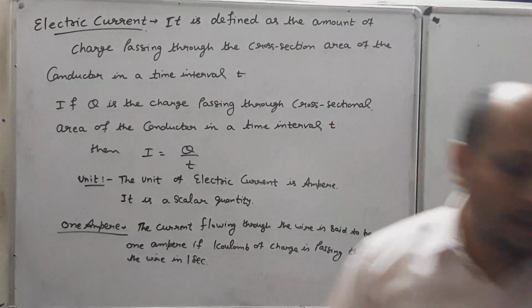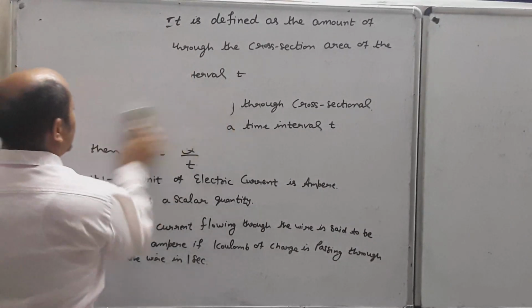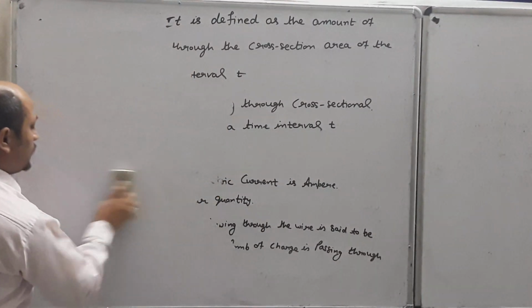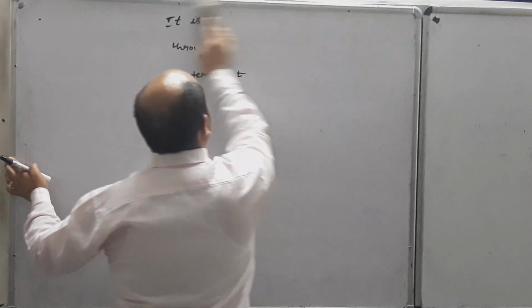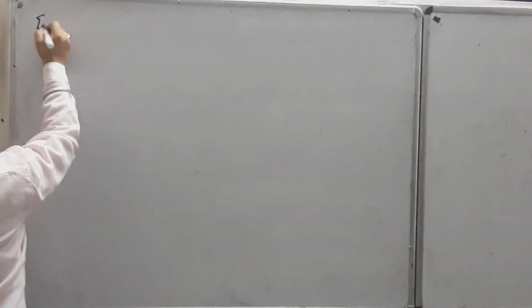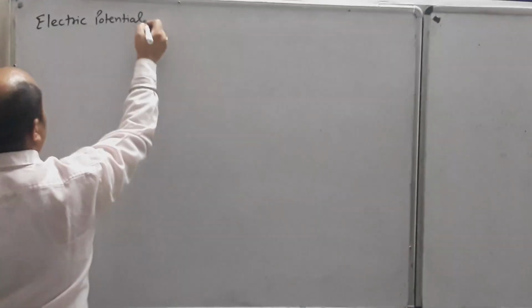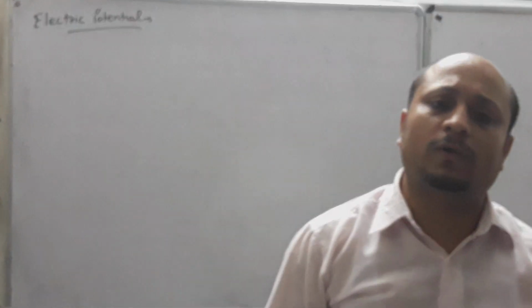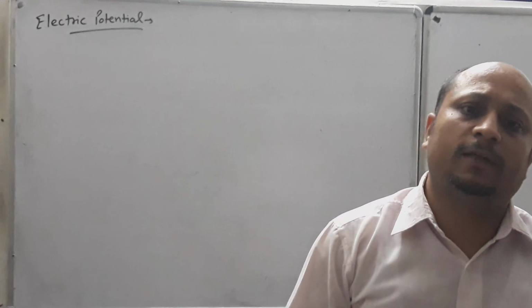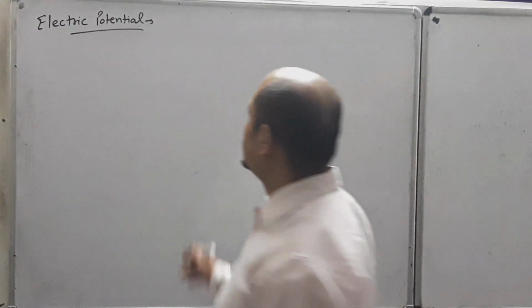The next is electric potential. Now what is electric potential? It is defined as the amount of work done to move the charged particle from infinity to that point in the electric field.